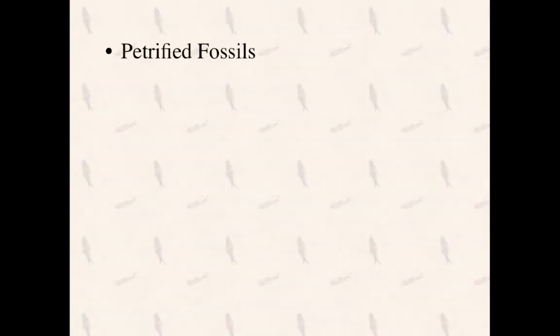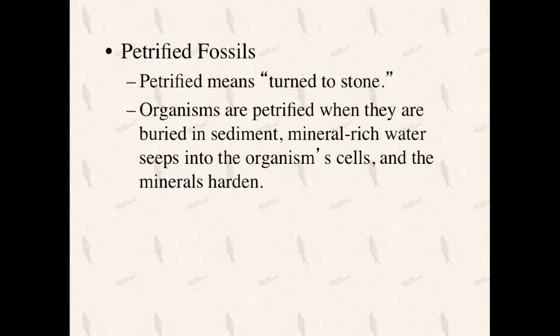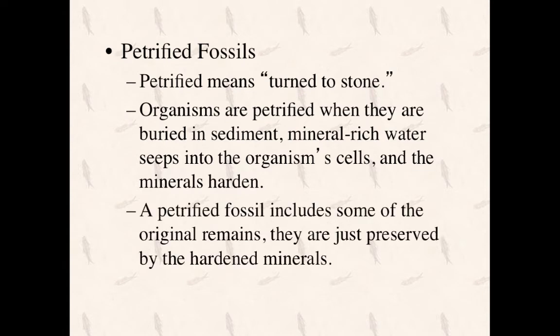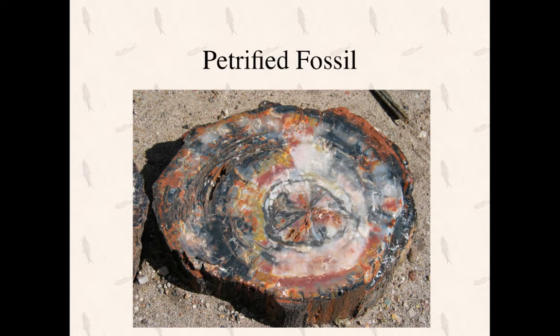All right, next up we have petrified fossils. The word petrified literally means turned to stone. And what happens with petrified fossils is organisms end up buried in sediment, and mineral-rich water actually seeps into the cells of the organism, and then the minerals harden. When you look at a petrified fossil, you're actually looking at some of the original animal or the original plant. They've just been preserved by the hardened minerals inside the cells. A great example of a petrified fossil is petrified wood, and there's an example of it here.